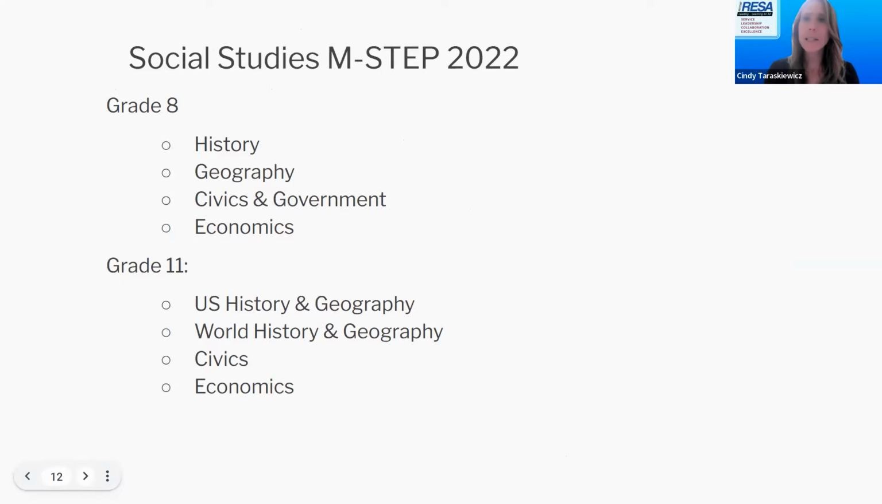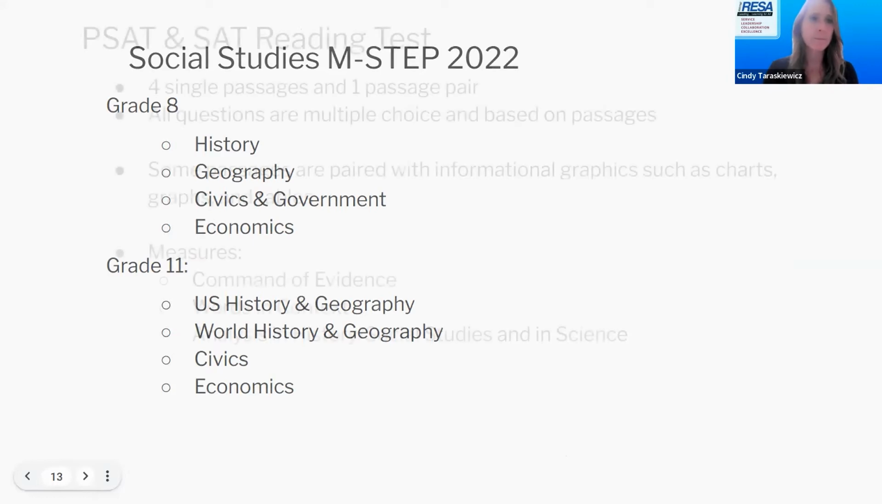And these are the domains that they focus on in grade 8 for social studies: history, geography, civics and government, economics. And then in grade 11, it's US history and geography, world history, geography, civics and economics.